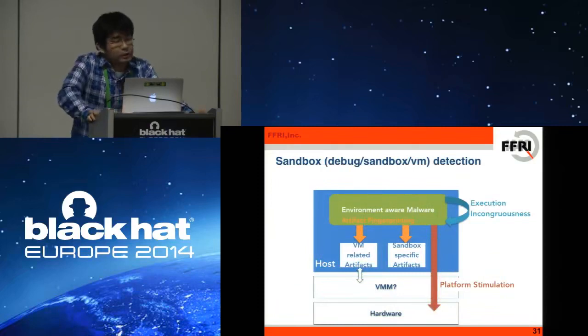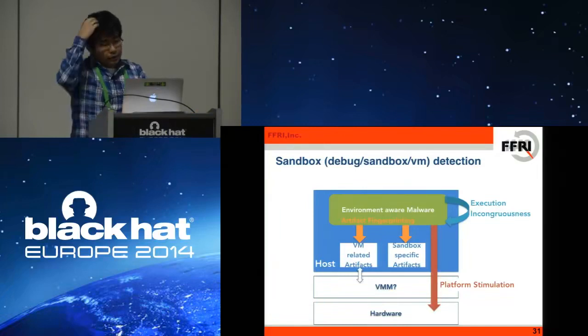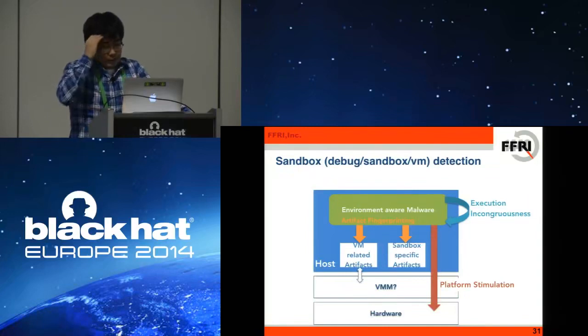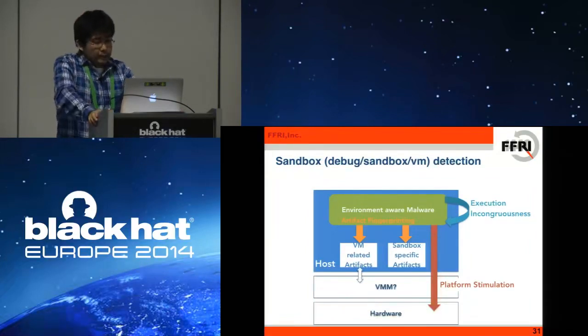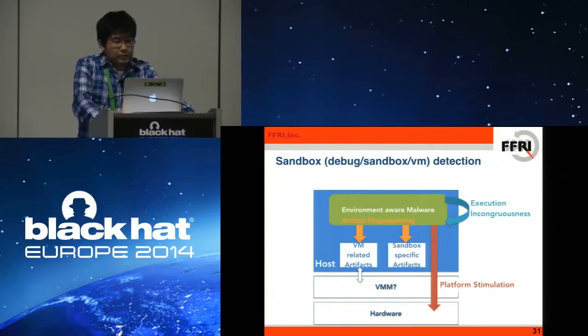And as I mentioned before, environment-aware malware uses sandbox and VM detection. These detection techniques can be classified into three approaches. First, artifact fingerprinting. Malware will find VM and sandbox-related resources. Second, execution inconclusiveness. In other words, timing attack. Third, platform stimulation. I will tell you about these approaches in detail.